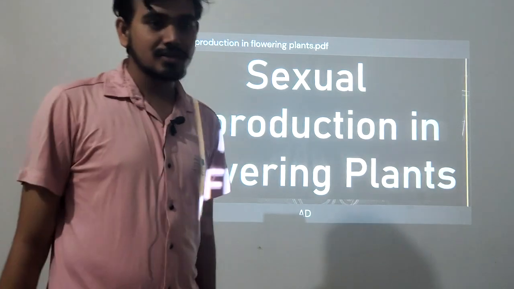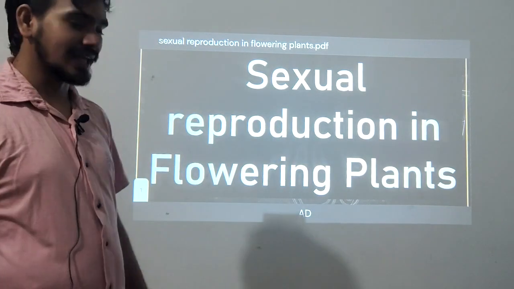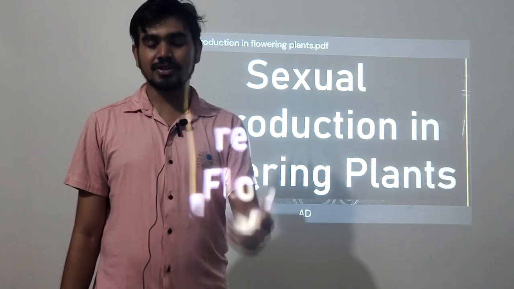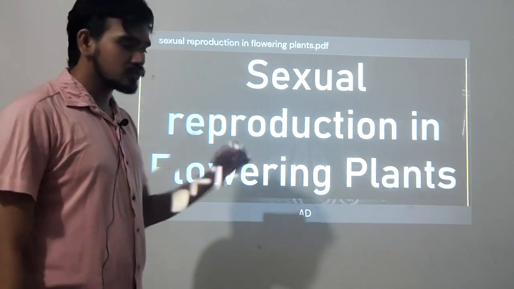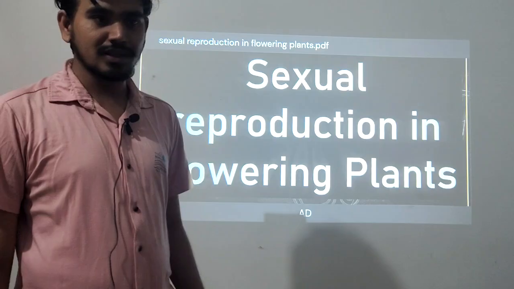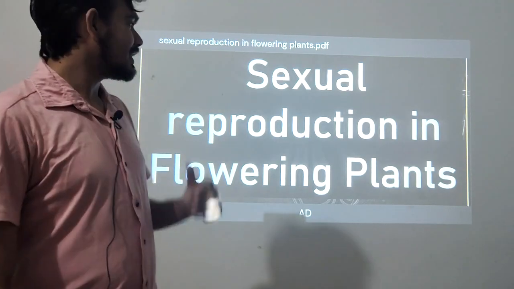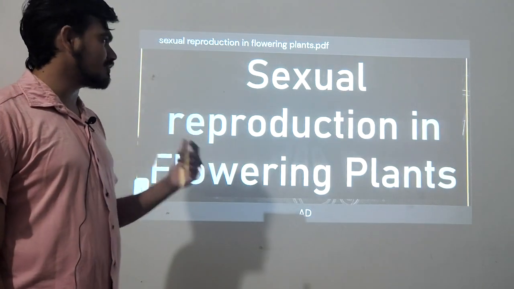Today we are going to start the unit of reproduction that consists of sexual reproduction in flowering plants, human reproduction, and reproductive health. So today is the first lecture of class 12th, and it is part of botany, and that is sexual reproduction in flowering plants.